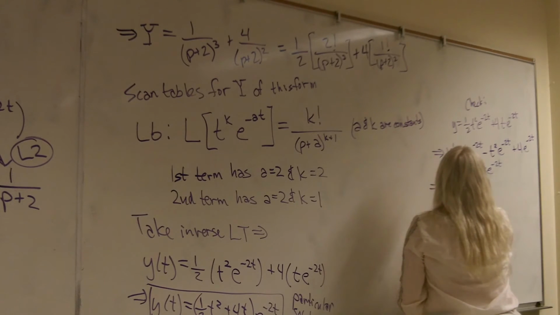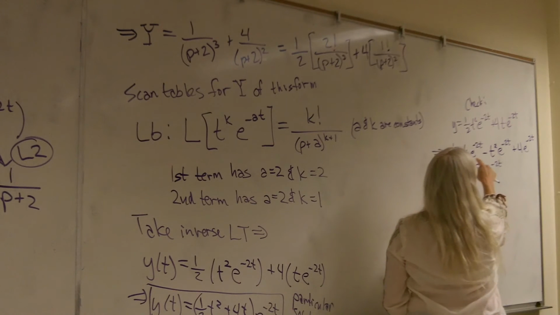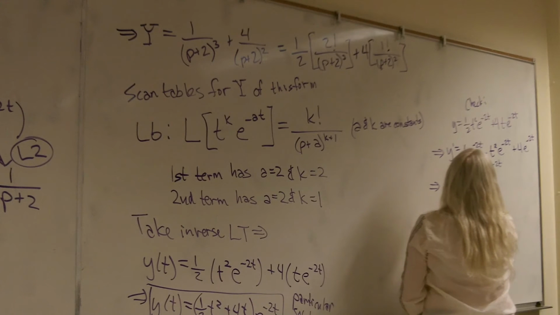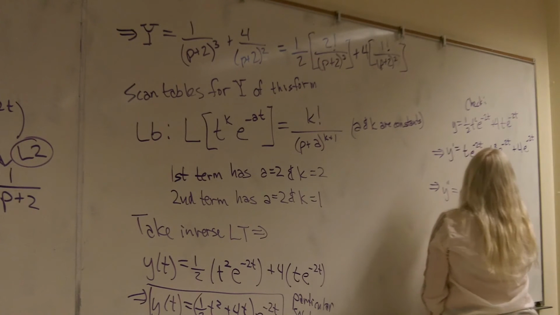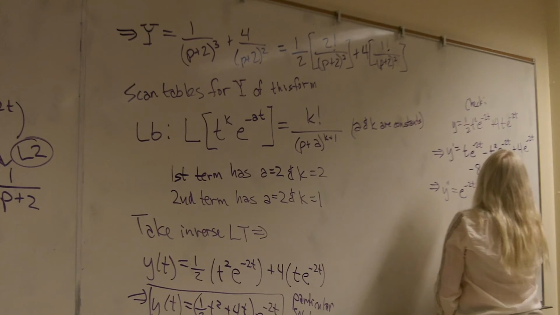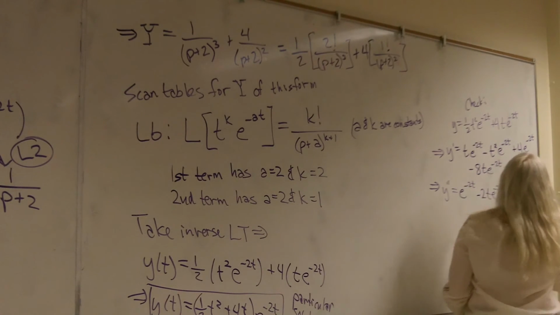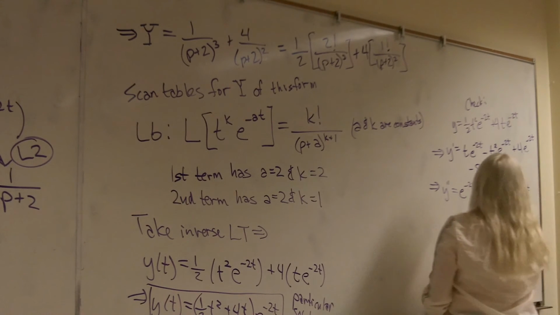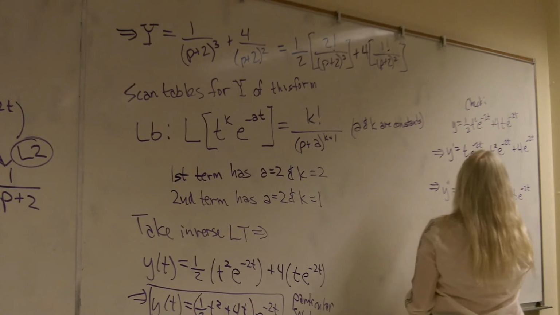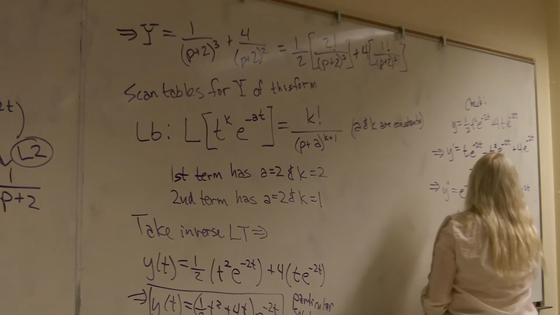And then let's calculate y double prime from this. So let's see. If I differentiate with respect to the t, I just get the exponential back again. If I differentiate the exponential, instead I get a minus 2t e to the minus 2t. From this next term, if I differentiate the t squared, I get a minus 2t e to the minus 2t. And if I differentiate the exponential, instead I get a plus 2t squared e to the minus 2t.